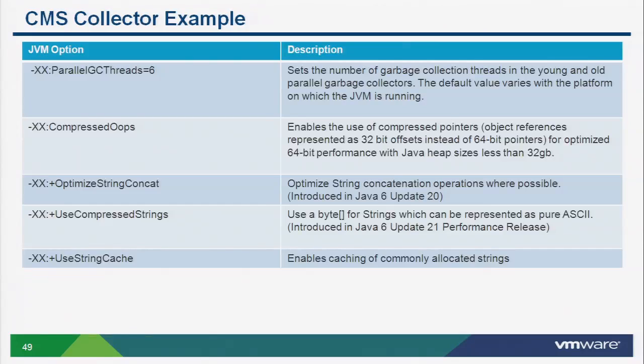These optimizations, by the way, compressed ops is default now, and it's only applicable to about 32 gig. Compressed ops essentially will take a workload that's inside a 64-bit JVM and treat it as if it's 32-bit by compressing the address pointer, the 64-bit address pointer, and treat it as 32-bit address pointer up to 32 gig. Beyond 32 gig, it's not in effect. And even up to 32 gig is opportunistic, meaning it depends on the type of object.